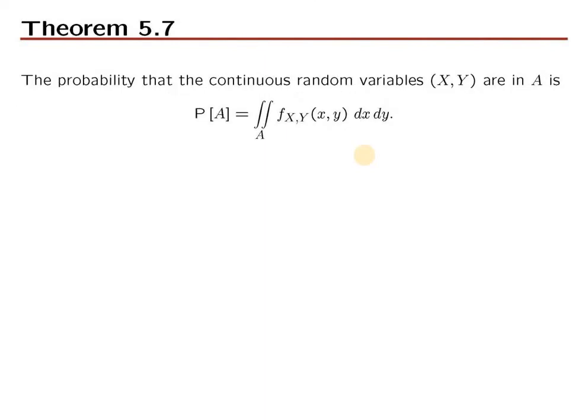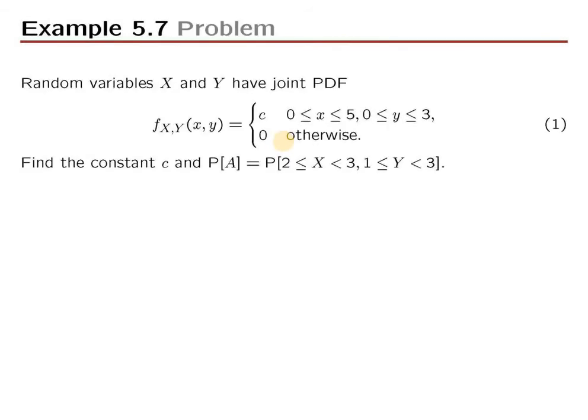Now the next theorem says that the probability that the continuous random variables X, Y are in A is given by this integral. So you have to put in the area where this event is defined, and you just solve it. You can easily calculate the probability of that event. Now let's understand this using an example.